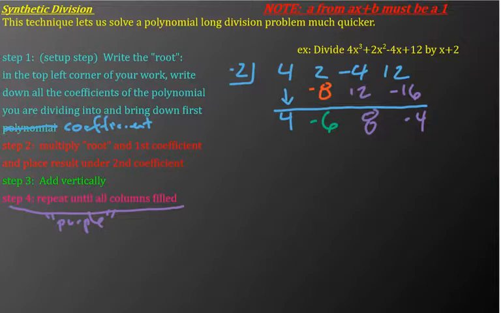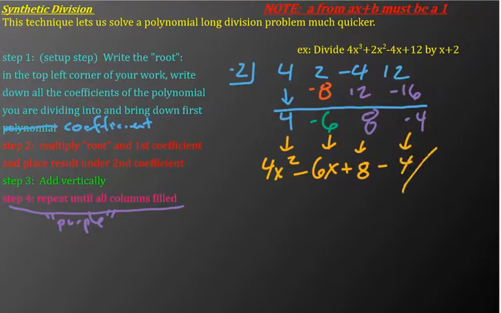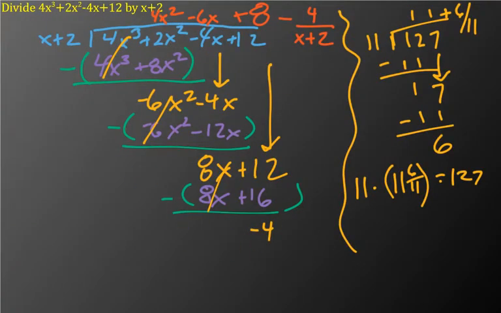And this will always represent the squared term, then the x term, then the number, and this last column will always, always, always represent the remainder. So my answer, which we already had before, is 4x squared minus 6x plus 8, and this is my remainder of negative 4 over x plus 2. It's literally just long division, but we made the whole process way less writing. This is so much less writing than this, right?